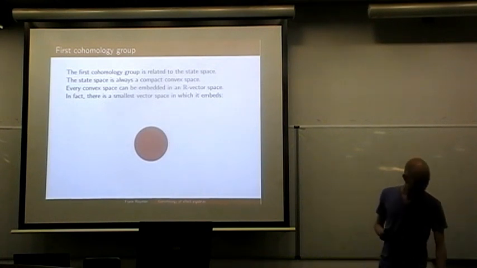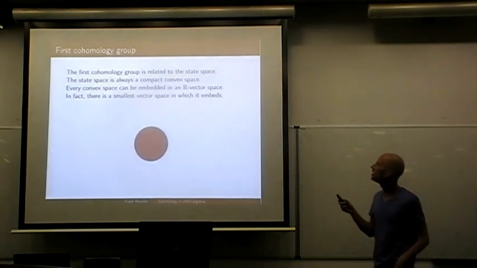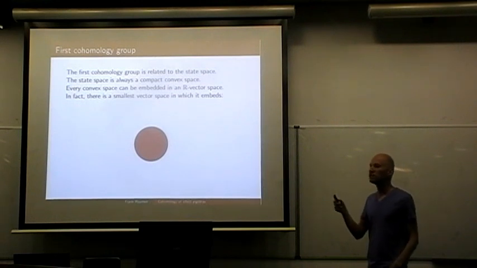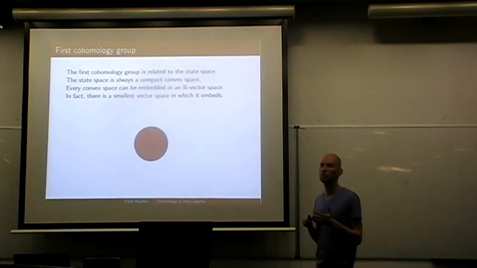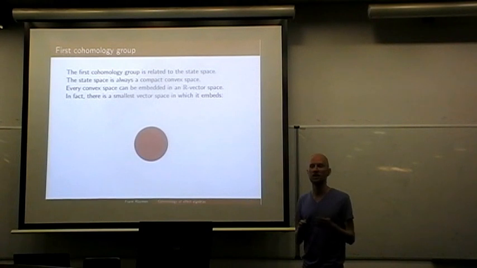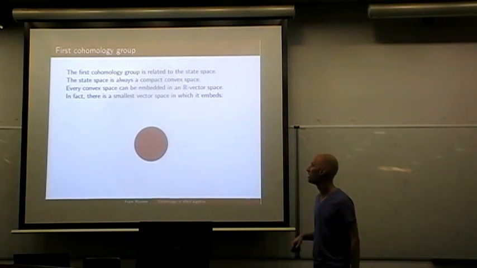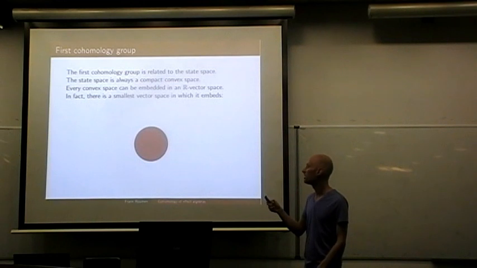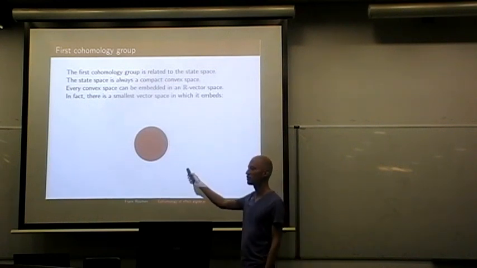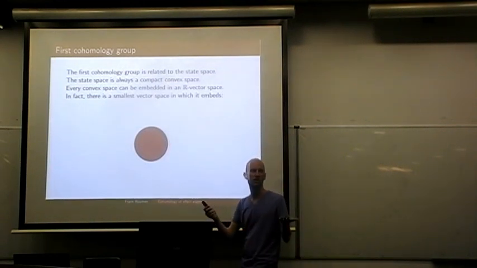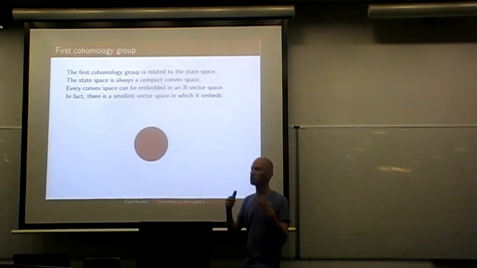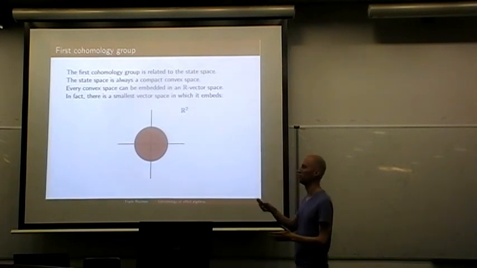Okay, let's look at cohomology in low degree, in particular the first cohomology group, because this one turns out to be related to the state space of an effect algebra. The state space is always a compact convex space, and hence it can be embedded into a vector space over R. And there's always a smallest vector space in which it embeds. For example, the circle is a compact convex space. It can be embedded in many vector spaces, but the smallest one in which it embeds is R^2.